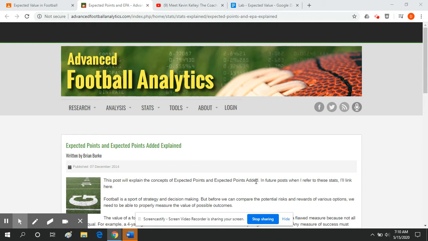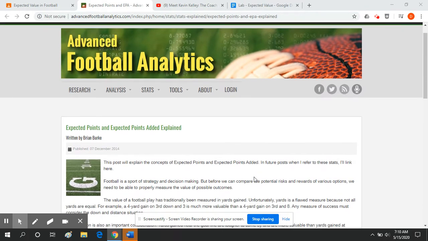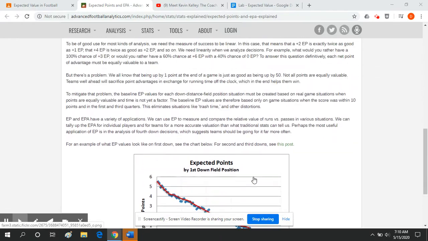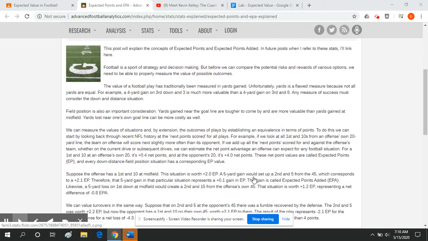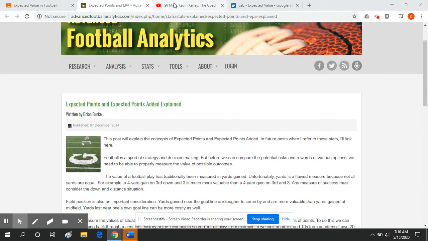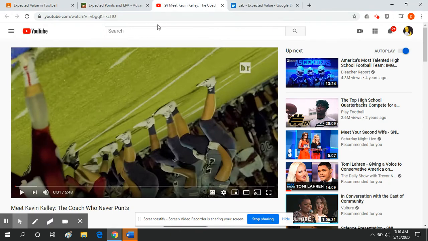There were one article and one video. The article talked about the idea of expected points and how that works. It's really short, but it gives you a nice rundown of the concept, so I would definitely recommend taking a look at that before you try the lab. The second one was the video about the coach who never punts and how he uses some of these tools to devise his team strategy. All right, so that gives you the background.